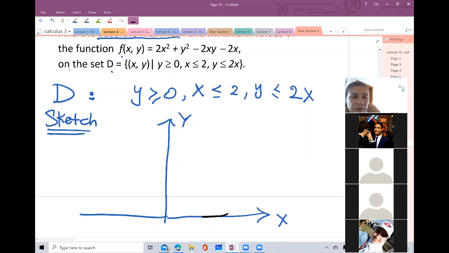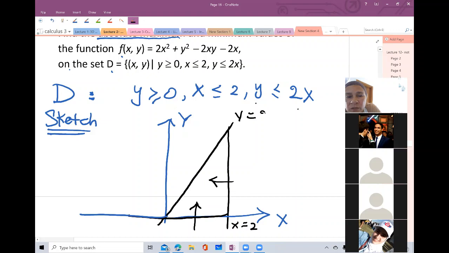Let's use another color. Here is the line y equals 0, and I want the upper part, right? The second inequality, x less than or equal to 2: this is the vertical line x equals 2, and I want the left side, less than or equal. Then the next one, y equals 2x. This is the equation of a line with slope 2, right? So I need the lower part, this part. The intersection of these three inequalities gives me the domain of study, the D.